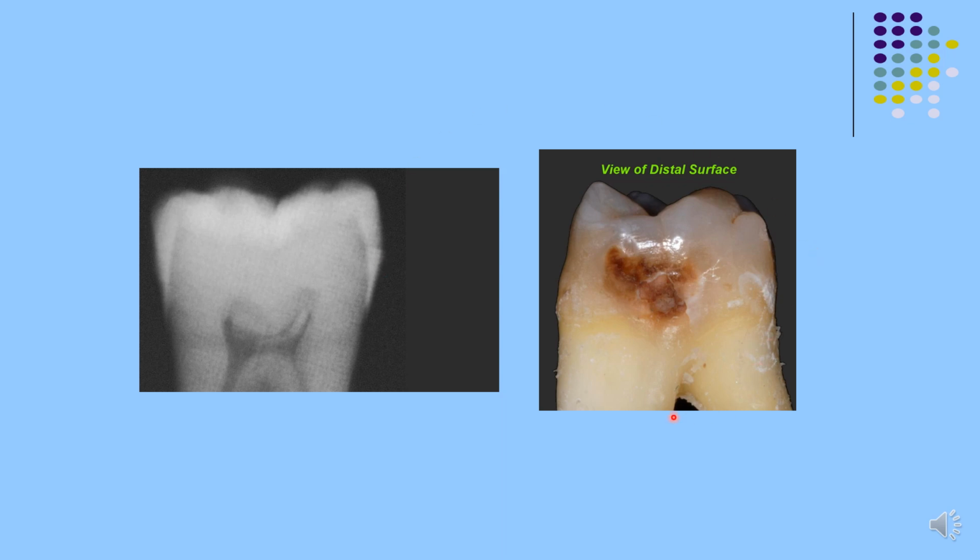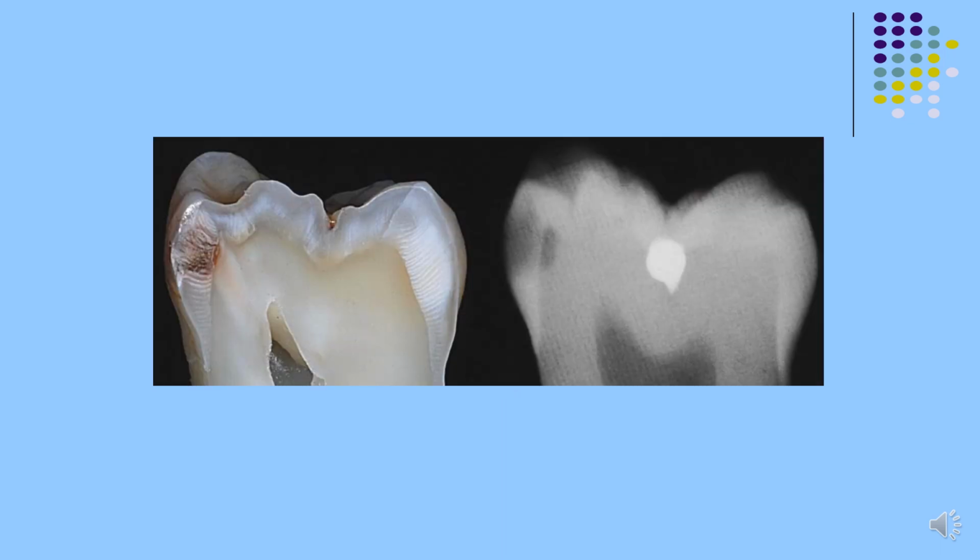So now this is the distal view of a posterior tooth, and what you're seeing here at the proximal surface is brownish discoloration and surface loss of enamel. This correlates to this radiograph, where you're seeing a slight loss of opacity in the enamel, as well as a slight loss of opacity in the dentine, indicating that this is a caries.